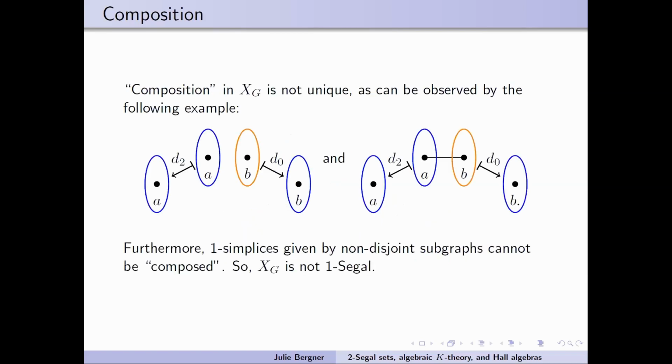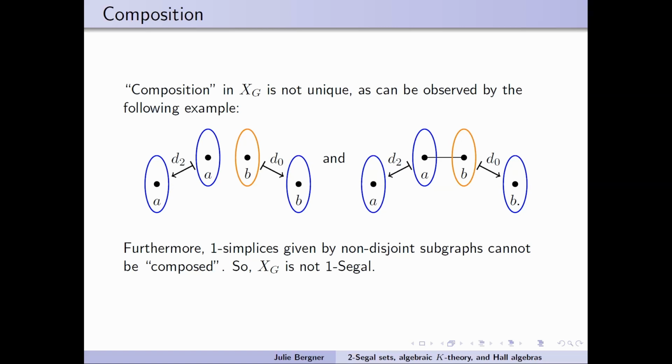Okay, so now let's talk about composition. I presented this as an example of something that is not Segal. In this simplicial set that we've built, composition is not unique. Here's an example. We have two very similar subgraphs: A and B without the edge between them, and A and B with the edge between them, each in their own set in the partition.